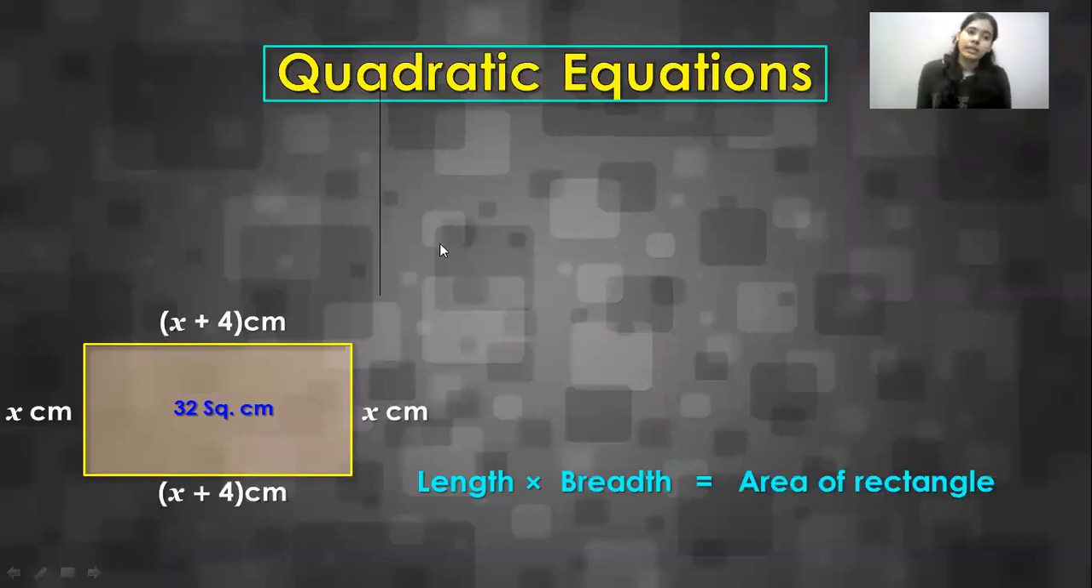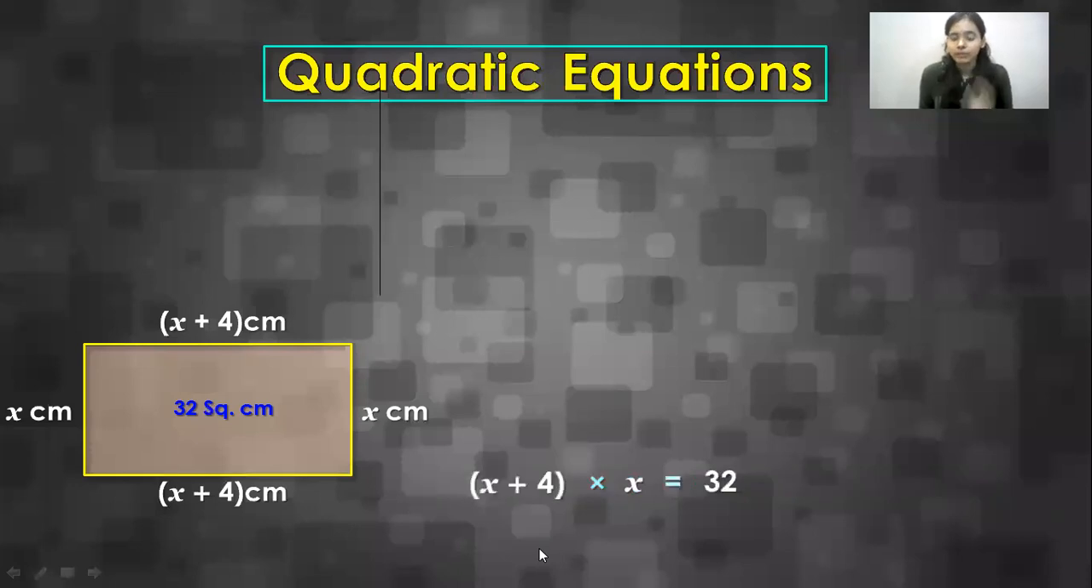तो अब हम क्या करेंगे? We'll put the values. हम इसके अंदर values put करेंगे and just try to see what do we get. अब length की जगह if I put the value of length, it will be x plus 4. अगर मैंने breadth की जगह उसका value put किया, it will be x. And area is 32. If you see, I have substituted their values. ठीक है, अब हमें करना क्या है? Basically, we need to multiply.